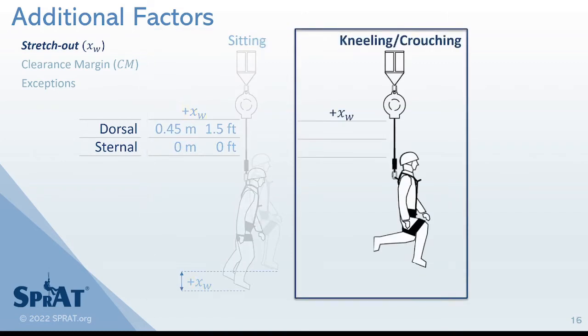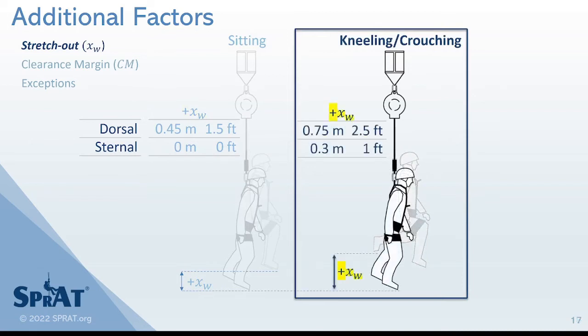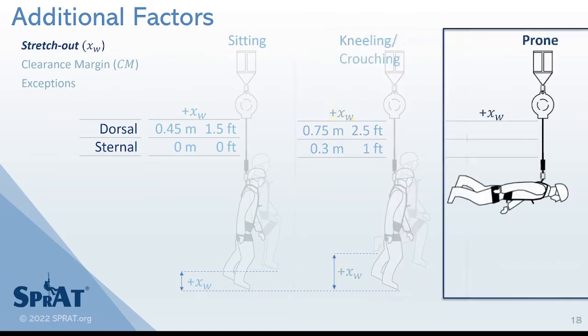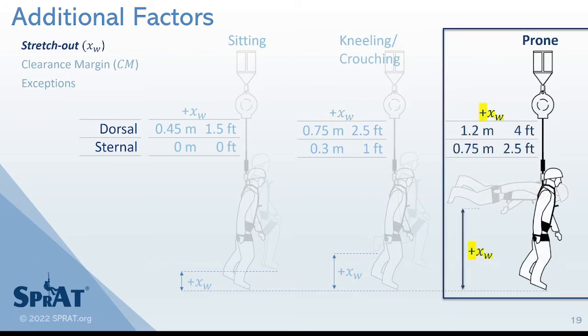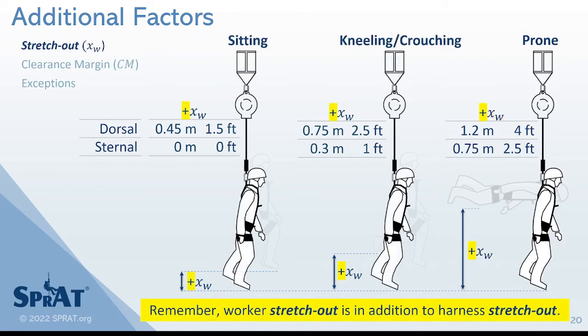For a kneeling individual, assume a worker stretch out of 0.75 meters for dorsal attachments and 0.3 meters for sternal attachments. For a prone individual, assume a worker stretch out of 1.2 meters for dorsal attachments and 0.75 meters for sternal attachments. Remember, worker stretch out is in addition to harness stretch out.